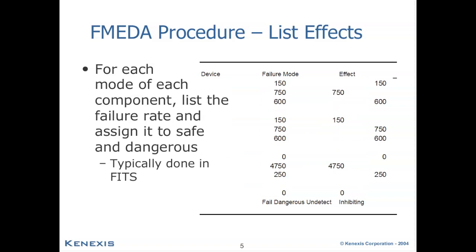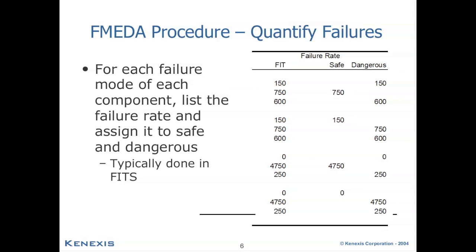Okay, after we list out all of the failure modes and whether they're safe or dangerous, we're going to quantify them. And in this case, something that I didn't talk about a lot in the training class, we use failure units, or FITs. The most common measure that we used was 10 to the minus 6, or failures per million hours. A FIT is 1 failure per billion hours, or times 10 to the minus 9 in terms of failure rate. So for each of the failure modes, we gave it a failure rate.